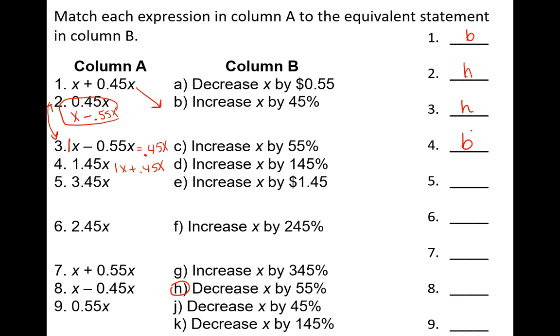What is 3.45x? Well, 3.45 as a whole, that's 345%. But that's not an increase of 345%. That's an increase of 245% because that's x plus 2.45x. It's 345% times x, but remember, 1x is already 100%. So it's an increase of 245%. So 5 would be F. These are kind of tricky. You have to really think about it.